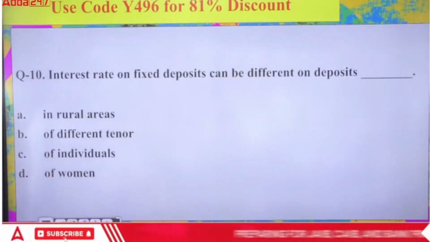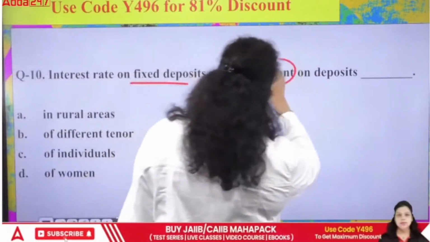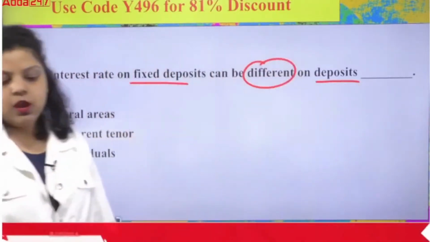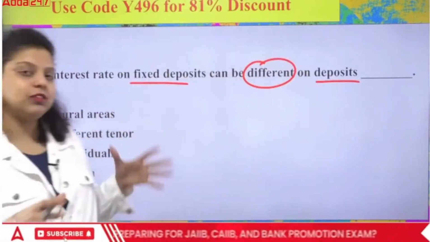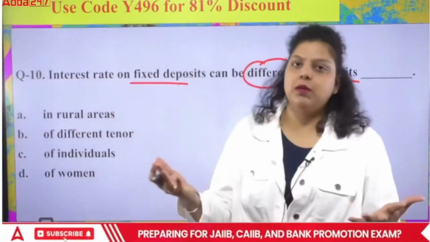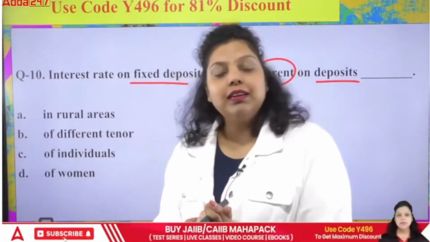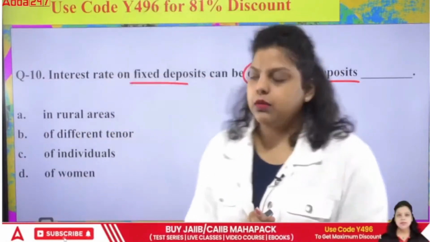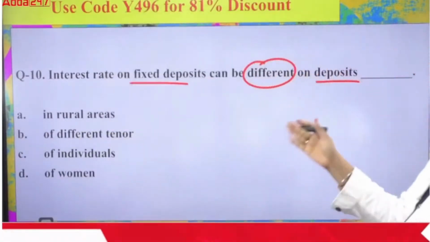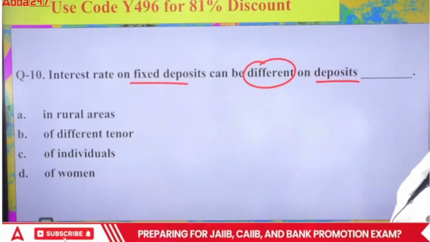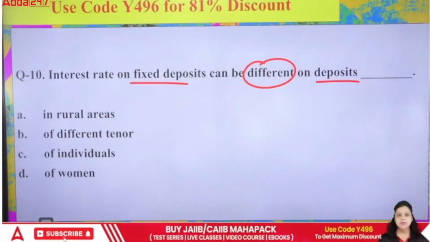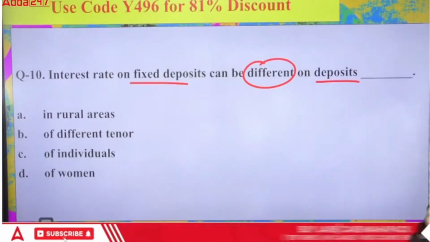10th, interest rate on fixed deposit can be different on deposit dash. On what condition or by which particular points banks are deciding the interest rate to be provided on the term deposit? First, in rural areas. Second, of different tenures. Third, of individuals. Fourth, of women.